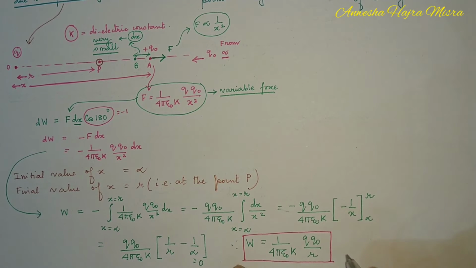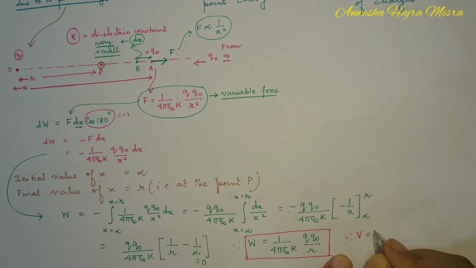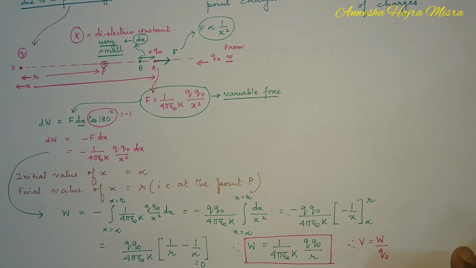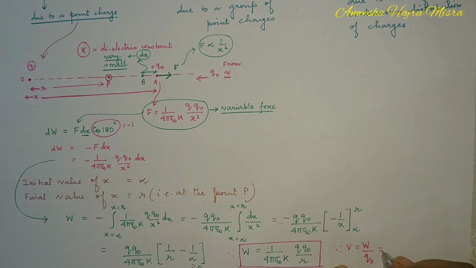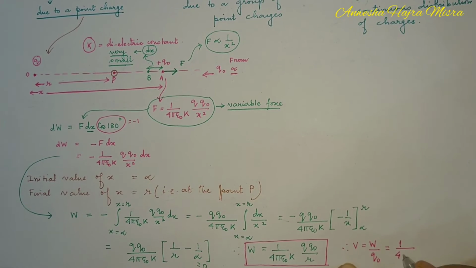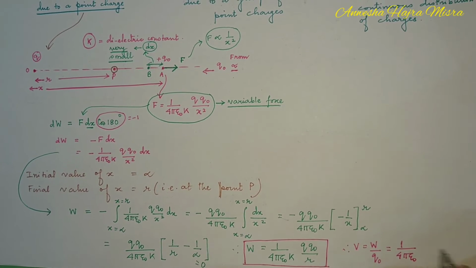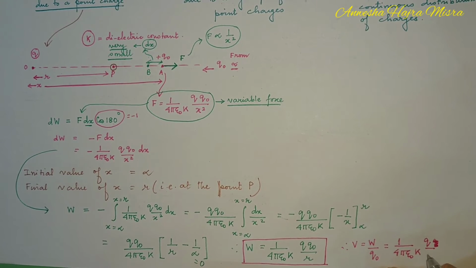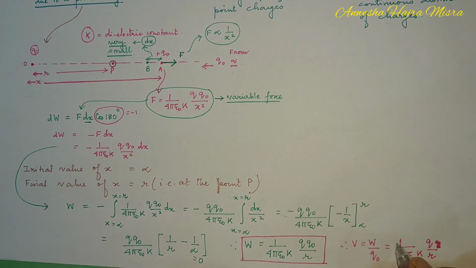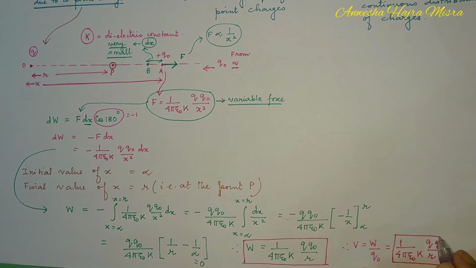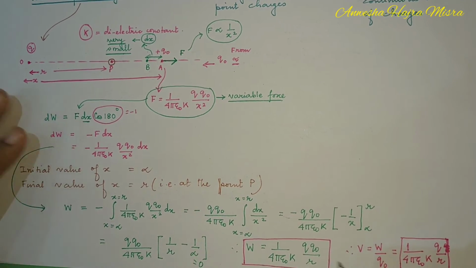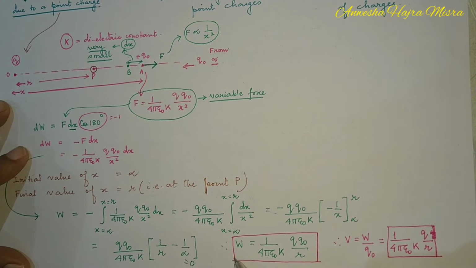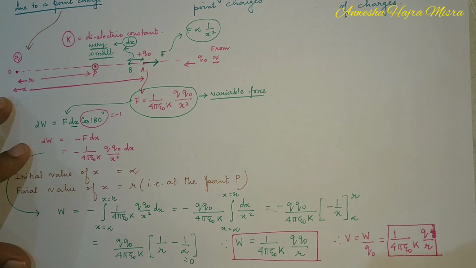But according to the definition of potential, it is the work done to bring 1 coulomb charge. So I have to divide with q naught. So what is the potential at a point? It is 1 by 4 pi epsilon naught k q by r. This q naught cancels. So potential is W by q naught. So when you divide by q naught, that q naught cancels.